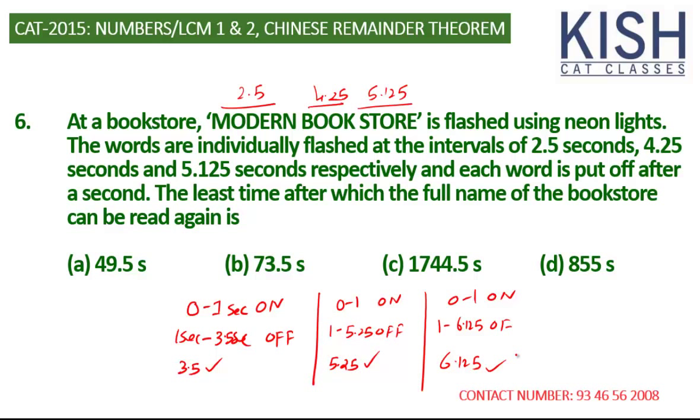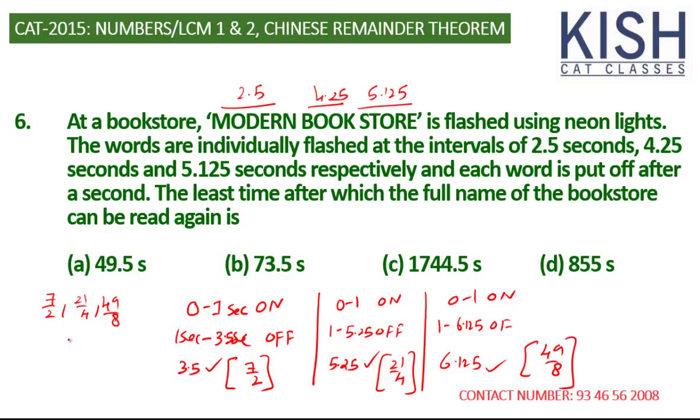Now we just need to find the LCM of these numbers. So we can convert them. 3.5 is 7 by 2. 5.25 is 5 1 by 4, that means 21 by 4. 6.125 is 6 1 by 8, that's going to be 49 by 8. So we need to find the LCM of 7 by 2, 21 by 4, and 49 by 8.